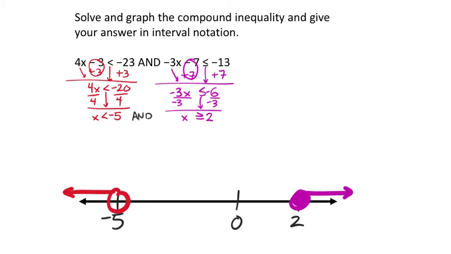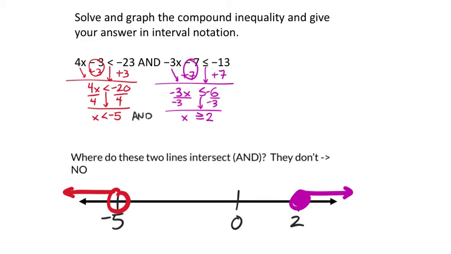So we have to ask ourselves the question, where do these 2 lines intersect? And again, that's because it's an and statement. And the answer is they don't. So that tells us that this one just has no solutions.